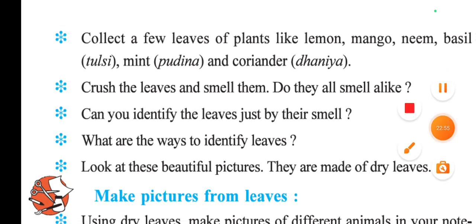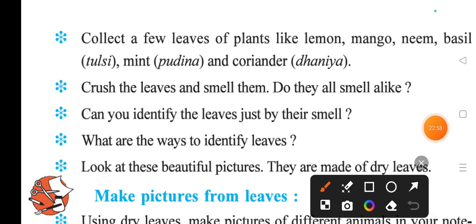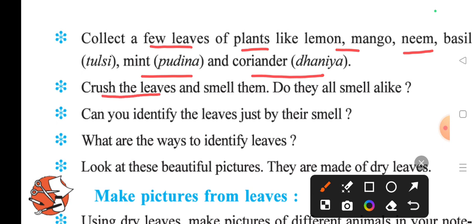These are some questions for you, or an activity for you: collect a few leaves of plants like lemon, mango, neem and basil, mint, pudina and coriander. Okay, first of all you collect these leaves, then crush these leaves and smell them, and do it one by one. And this is a question for you: do they all smell alike? Can you identify the leaves just by their smell? Sometimes we can find it, like pudina has its peculiar smell, or neem has a bitter smell, okay. Sometimes we can identify it.